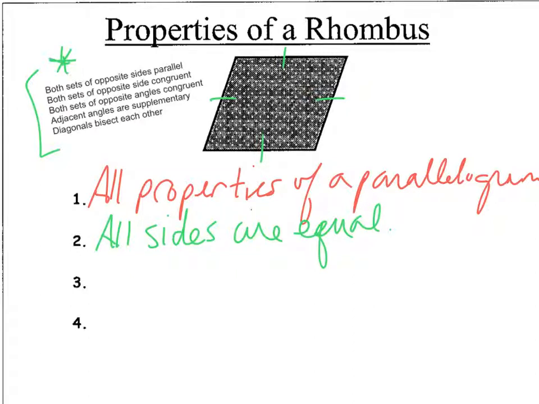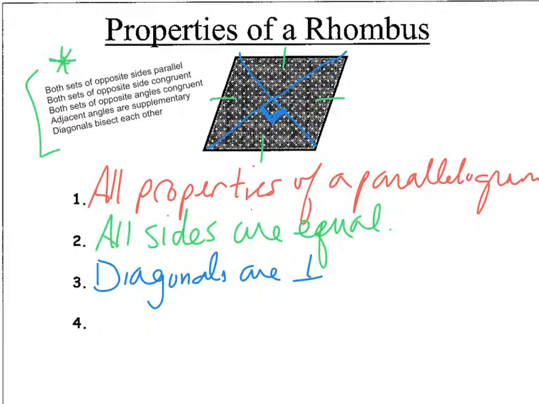Alright, the other 2 properties, or the last 2 properties, have to do with the diagonals of a rhombus. So I'll draw them in blue right here. Those diagonals, a couple things going on with them. First, the diagonals themselves are perpendicular to each other. Again, very unique, different from a rectangle, different from a parallelogram. So we're going to say that the diagonals are perpendicular, meaning they're forming right angles in there.